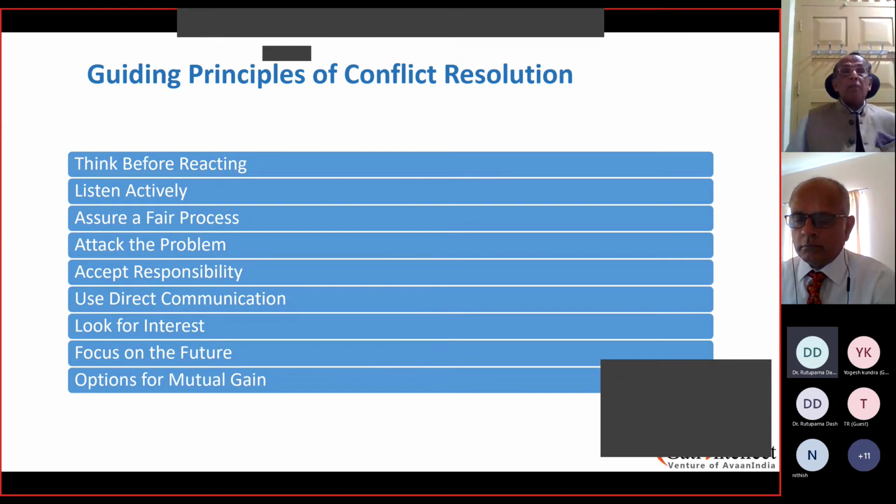Assure a fair process, which we talked about on the first day. Even in a court of law, that is what the judge would look into. Have you carried out the due process? Is it fair? These are all aspects which the court would look into.